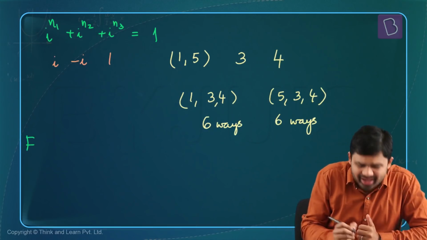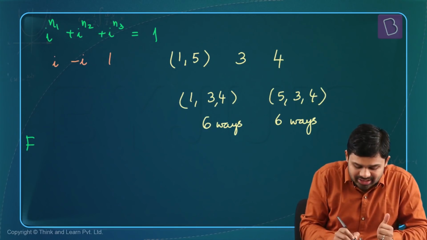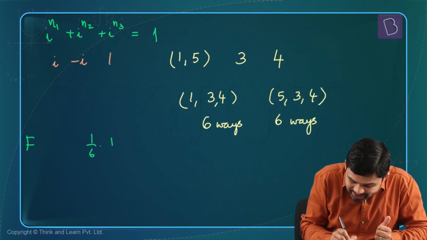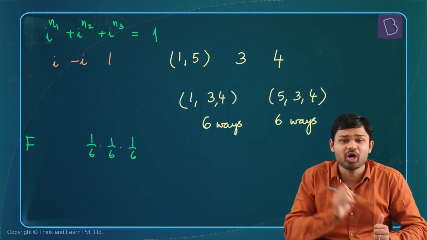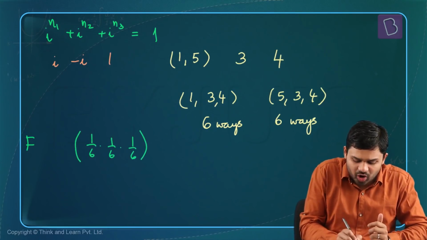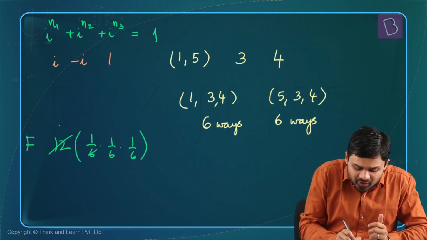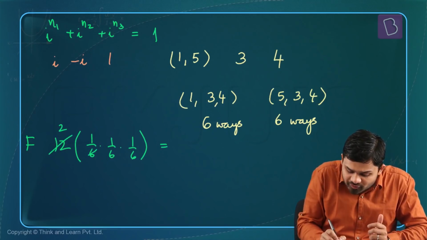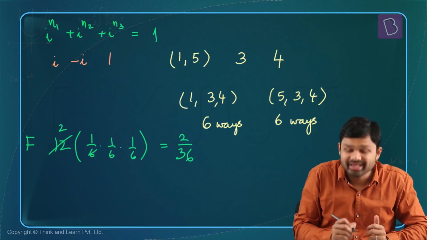So if you have a fair die, things are very simple. 1, 3, 4 has a probability of 1/6 into 1/6 into 1/6, and the other one also has a probability of 1/6 into 1/6 into 1/6. So we can take all this and multiply by 12, which is going to give you a value of 2 over 36.